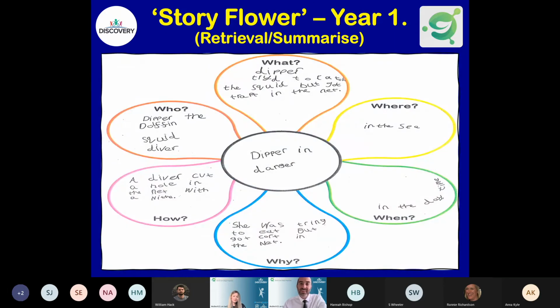Here is a story flower out of sequence, but yeah, here's a story flower completed by a Year 1 child. They were reading the book Dipper in Danger, and you can see they've recorded who were the characters in the text, what happened to Dipper, where did the story take place, when did the story take place, why did Dipper get into a problematic situation, and how did Dipper get out of that difficult situation. So I'll just leave that there for a moment while you have a look at how it's organised.